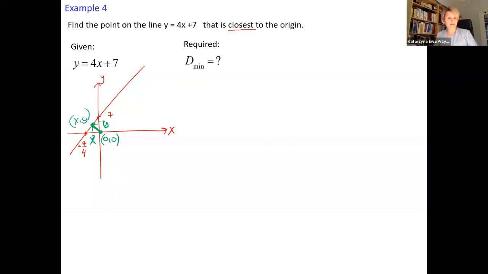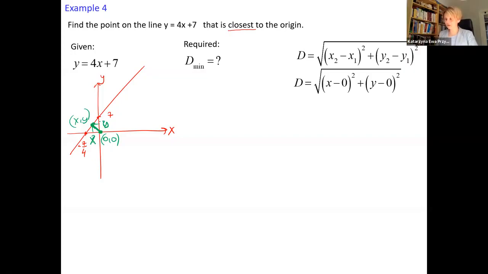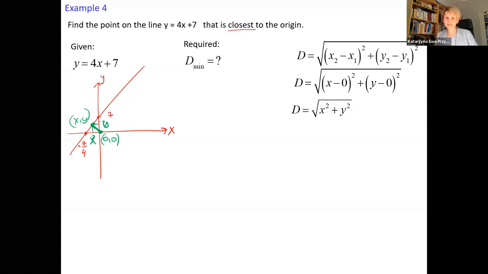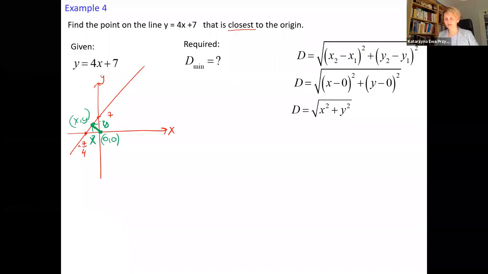We will need a distance formula for this question. I type the distance formula: the square root of x2 minus x1 squared plus y2 minus y1 squared. Let's substitute our points: x minus 0 squared, y minus 0 squared, because 0, 0 is the origin and x, y is our point. Of course, we don't need the zeros. That means this is our distance function, and we have to minimize this function.